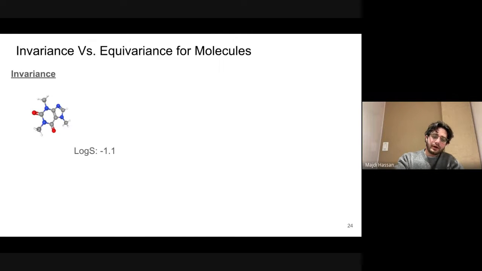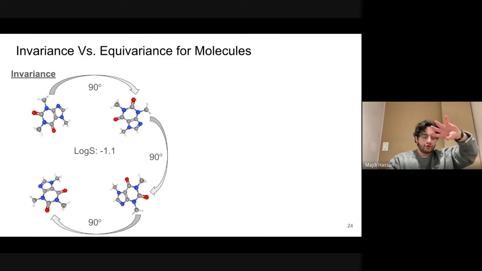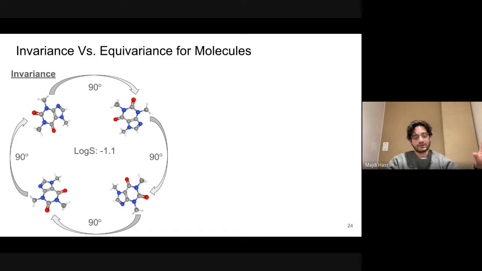Now, if I were to rotate this molecule, right, does the property change? Does the global property of this molecule change? No, right? The solubility is still the same despite rotating the entire molecular system. So no matter how I rotate it, or even when we translate it, this property is going to stay the same.